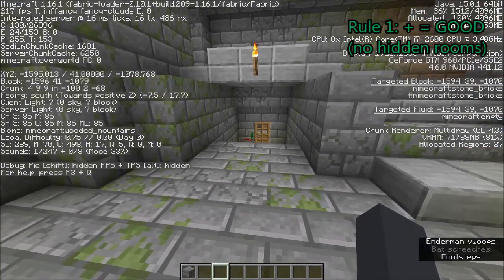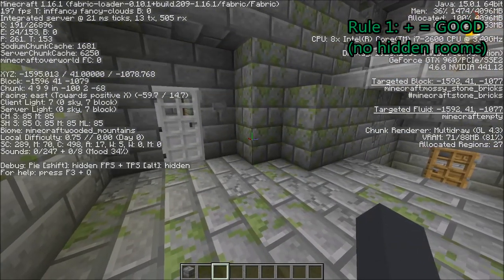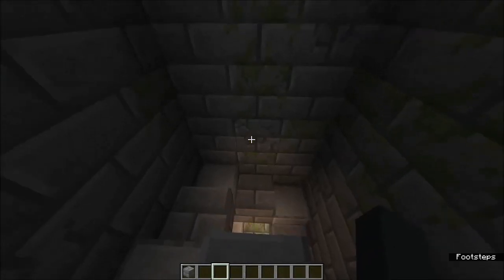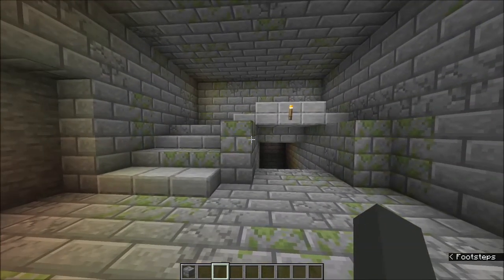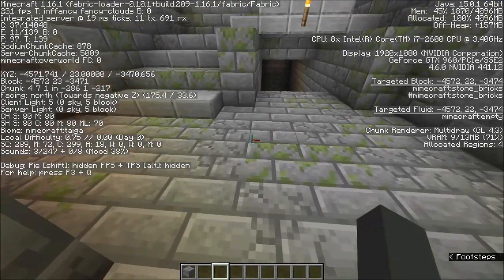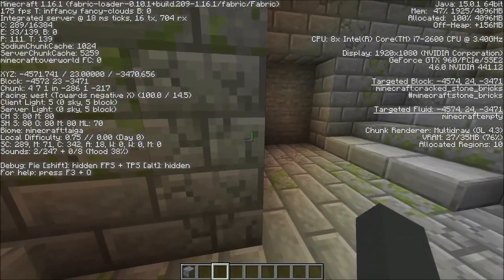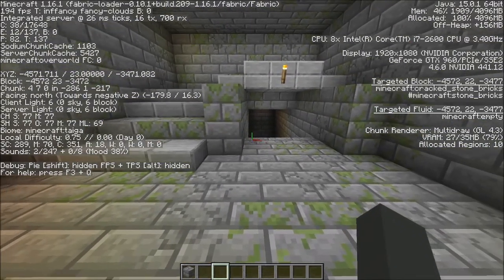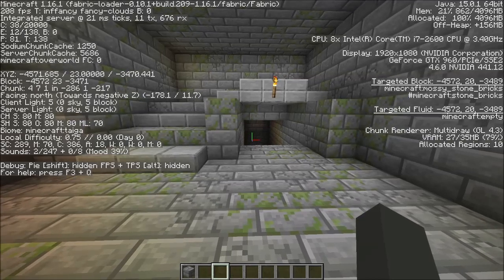And so yeah, that's the first thing. If you're facing any positive direction, there are no hidden rooms. You're good. Now, if you enter one of these 5-way rooms and you are facing north or west, that is either negative X or negative Z, there can be hidden rooms here. And I'm going to show you how to identify them.